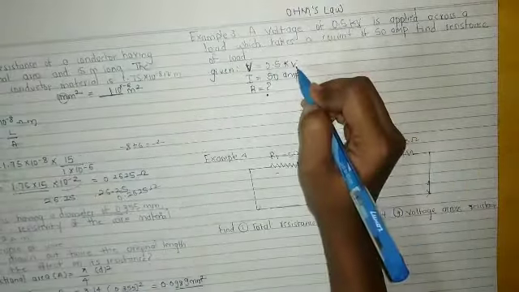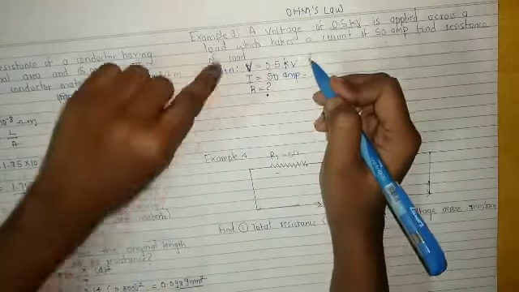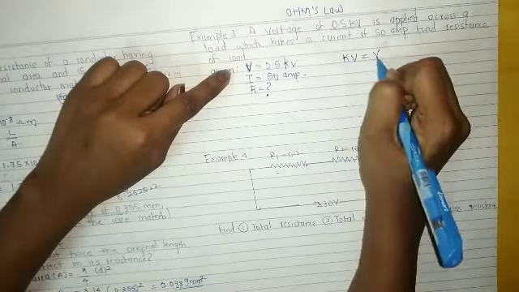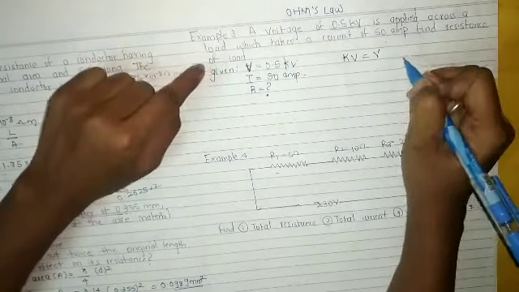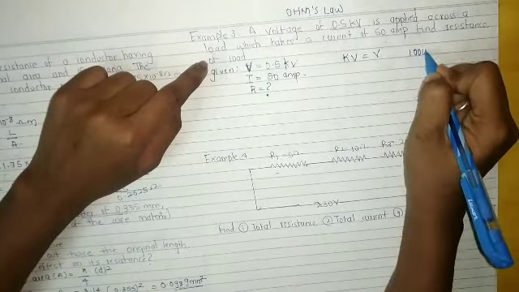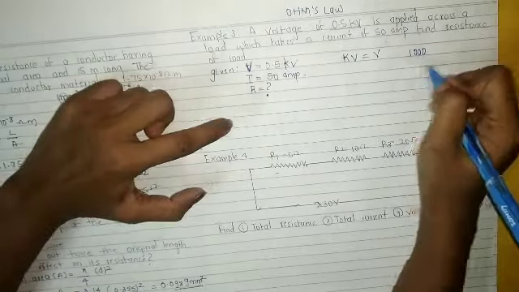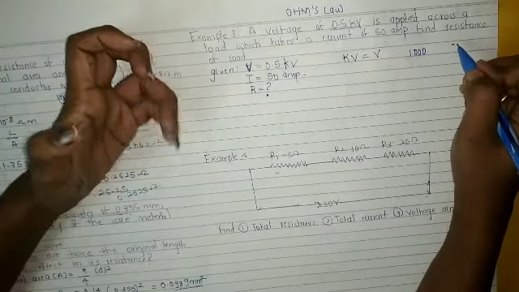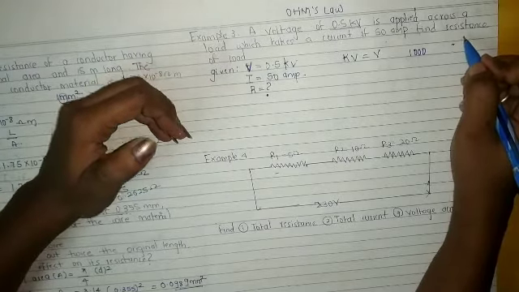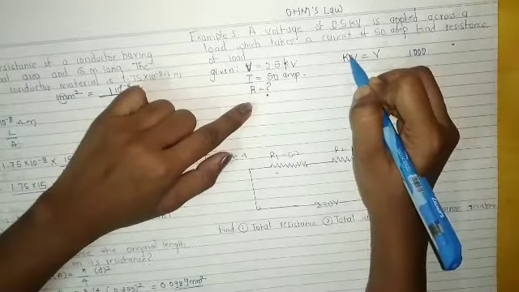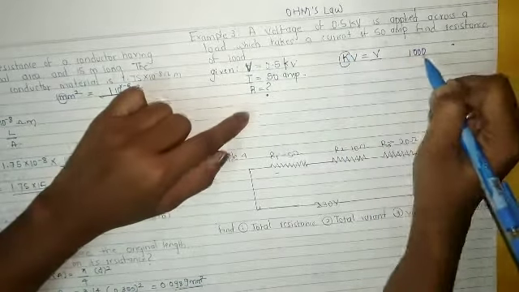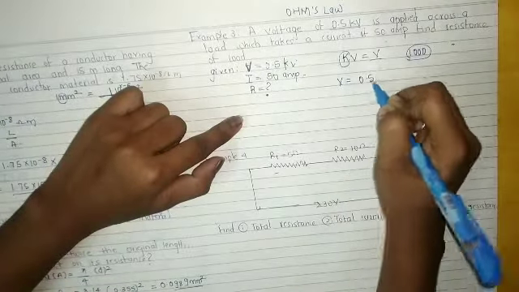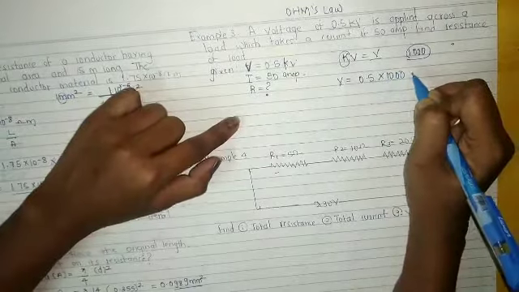So our voltage must be in volts, but here it is in kilovolts. So what we have to do? We have to convert this kilovolts into volts. To convert this, we have to multiply it by 1000. In the last example, when we converted the square millimeter into square meter, we multiplied by 10 raised to minus 6. Now here the conversion is from kilovolts to volts, so we have to multiply it by 1000. So voltage is equal to 0.5 into 1000 volt.